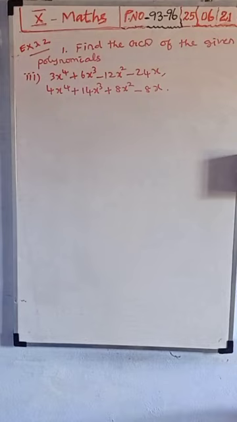See the next, third point. Find the GCD of these polynomials. The first polynomial is 3x power 4 plus 6x cube minus 12x squared minus 24x. And the second polynomial is 4x power 4 plus 14x cube plus 8x squared minus 8x.